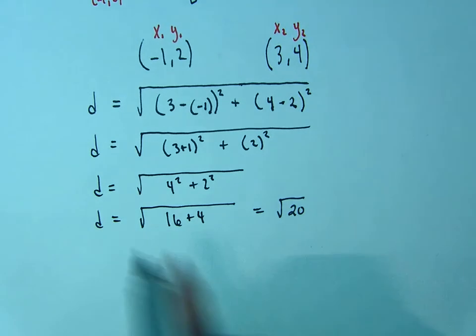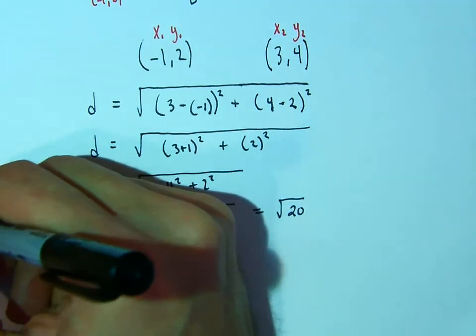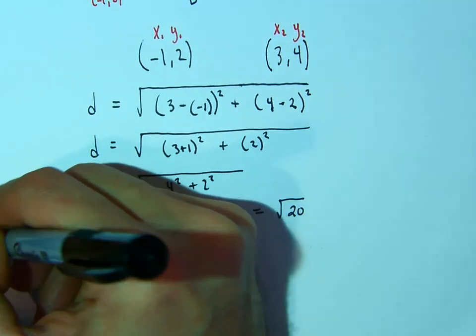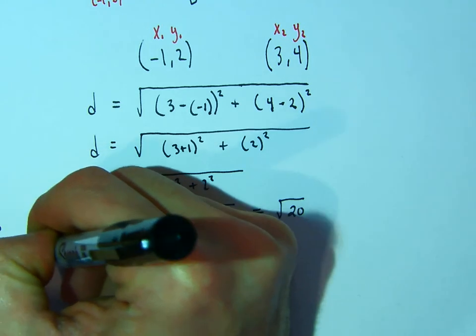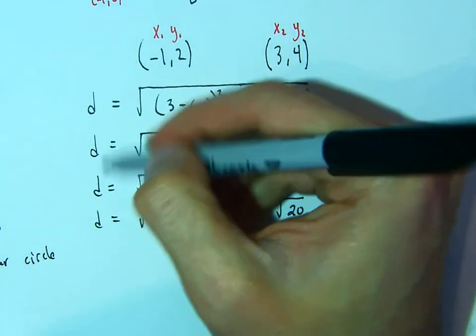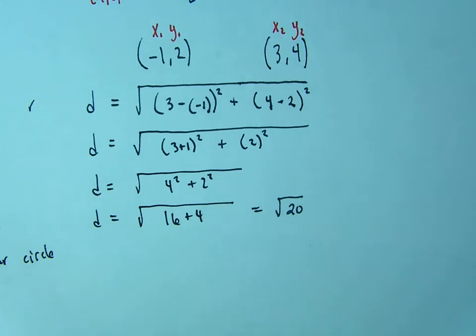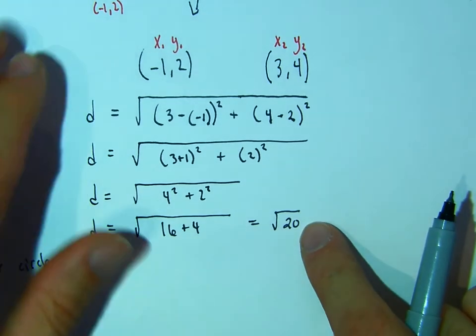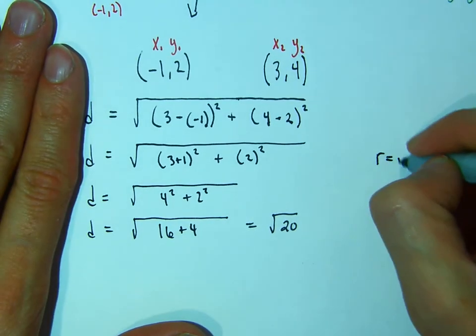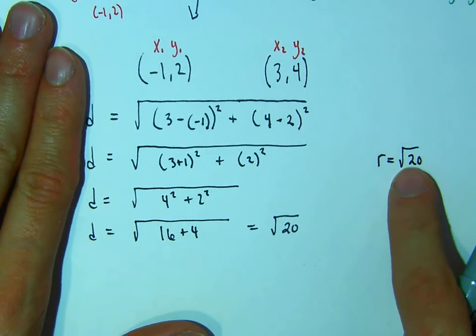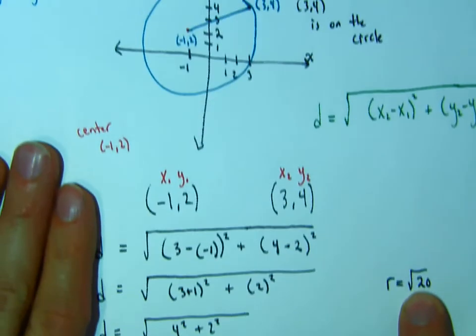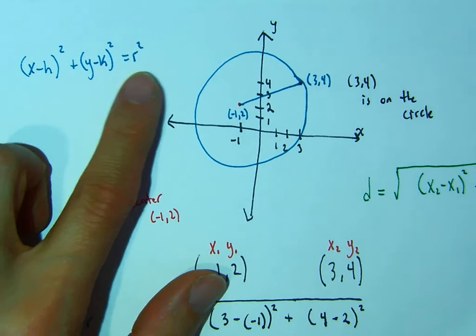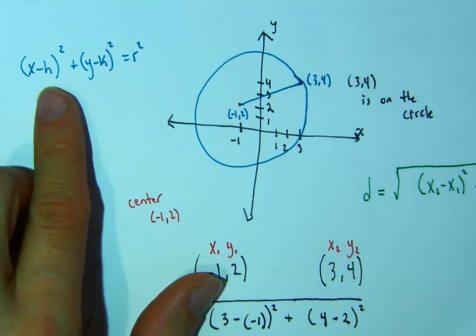Okay. Notice that this value of d is the radius of our circle. Right? So instead of writing d as a variable over here, you could have used r. That would have been fine. But notice that this square root of 20, we know that r is equal to the square root of 20. So we're going to use that r equals the square root of 20 in our standard form of a circle, right?